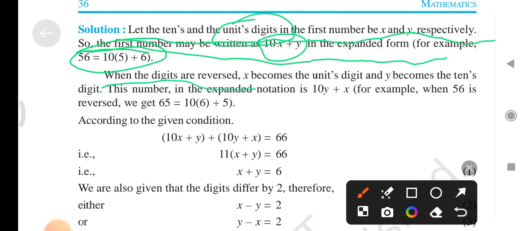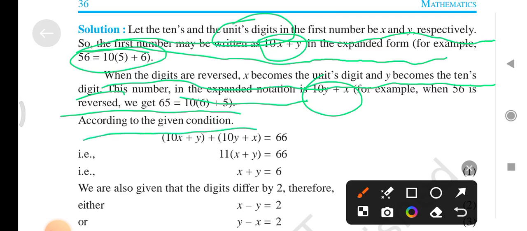When the digits are reversed, x becomes the units digit and y becomes the tens digit. This number in the expanded form is 10y plus x. For example, 56 reversed is 65, which is equal to 10 into 6 plus 5.